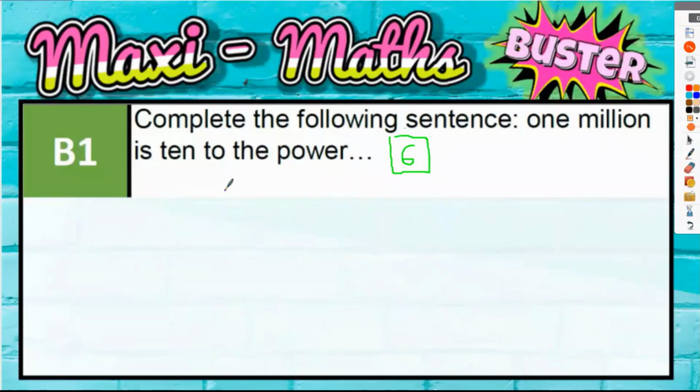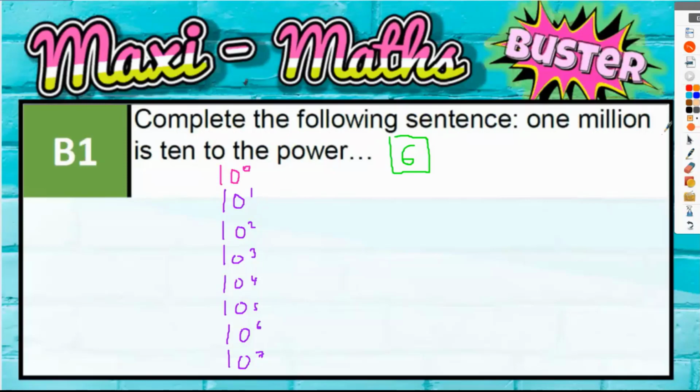powers of 10. So 10 to the power of 1, 10 to the power of 2, 10 to the power of 3, 10 to the power of 4, 10 to the power of 5, 10 to the power of 6. We'll go one more, 10 to the power of 7. And we'll even put a little bonus one at the top, 10 to the power of 0, which we'll come back to at the end.